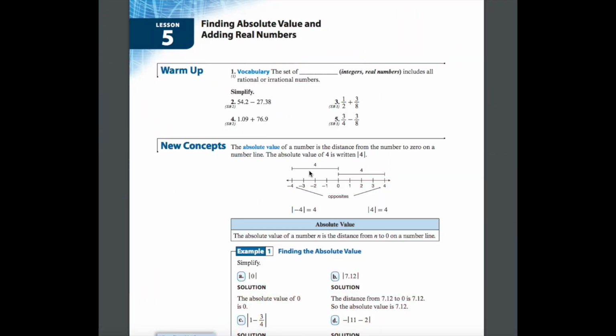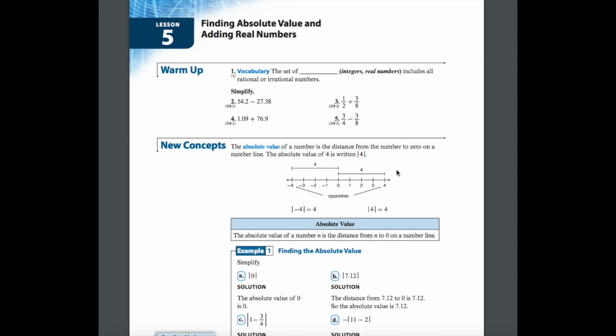Absolute value and adding real numbers. A new concept today is the idea of what is absolute value. The absolute value of a number is the distance from the number to 0 on a number line. The absolute value of 4 is written with these brackets, the absolute value of 4. So it's a measure in distance.